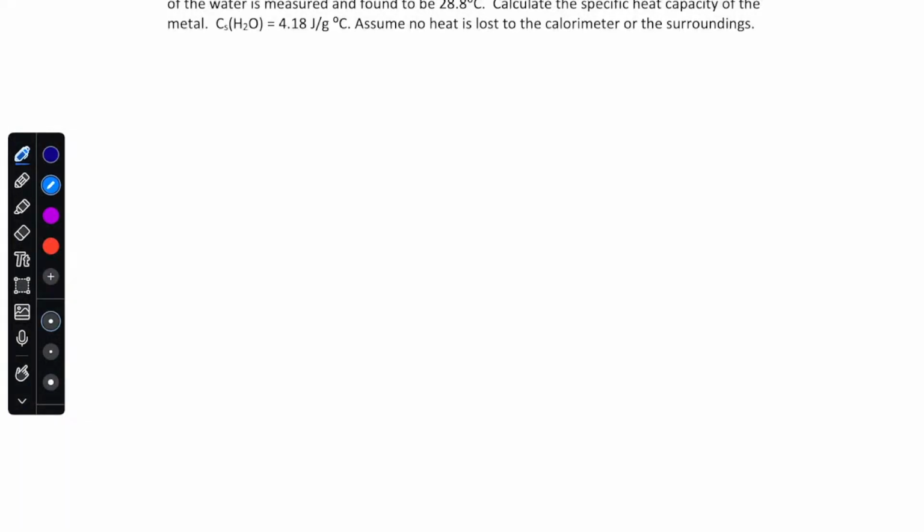It gives us the heat capacity for water. Assume no heat is lost to the calorimeter or to the surroundings. It's a very idealized situation here. And what we can say here is that the Q of the metal, of the Batman, let's say Batman, Q of Batman is equal to minus Q of the water.